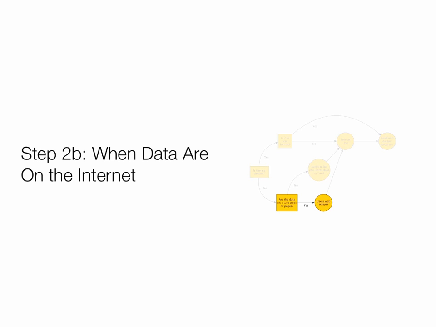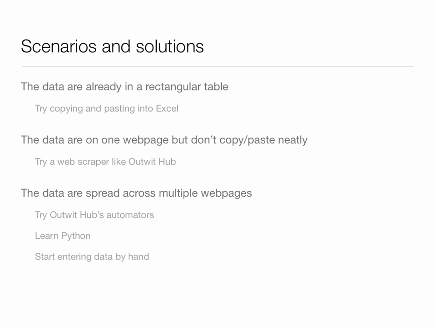They're on the internet. They're on a web page or a series of web pages, but they don't come neatly packaged as a file that you can just download. Well, there are a few possibilities when this is the case. Sometimes you'll be lucky and you'll find that the data already exist in something that resembles a rectangular table. A good example very often is tables in Wikipedia. If that's the case, you can highlight the data that you're interested in, copy and paste into Excel, and save as a comma-separated value file.